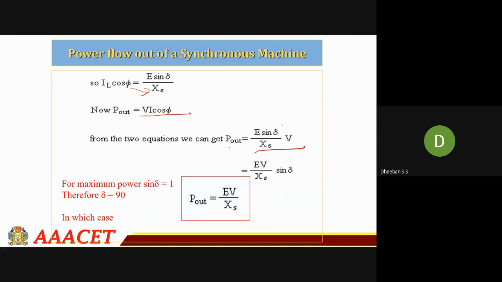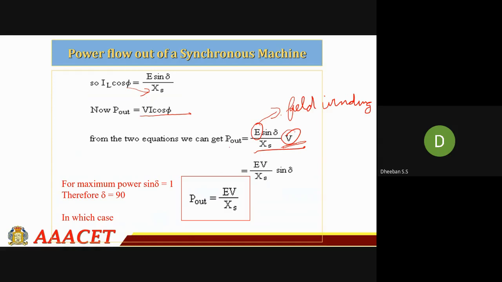Here you can clearly see that there are two voltage parameters: one is your E and another one is your V. E corresponds to your excitation voltage, whereas V corresponds to your terminal voltage. The excitation voltage corresponds to your field winding, which is nothing but in your rotor.